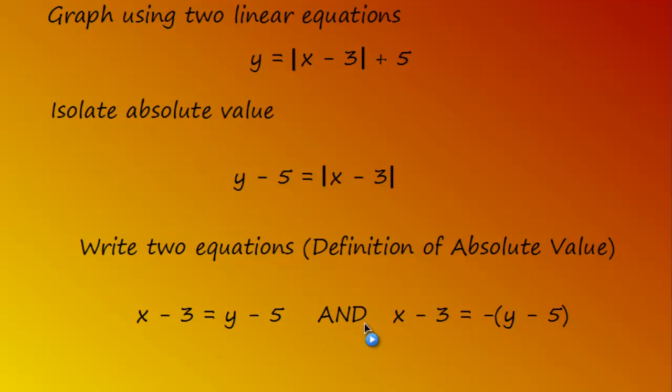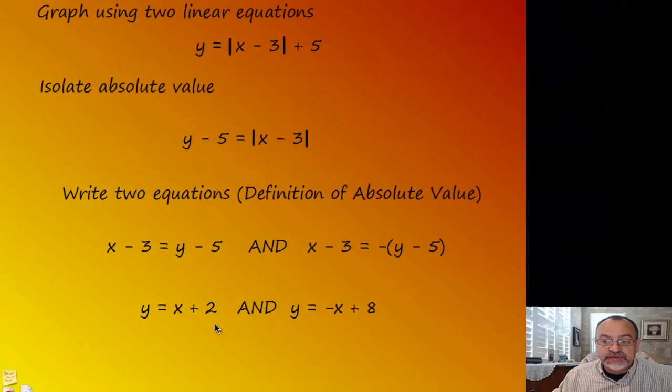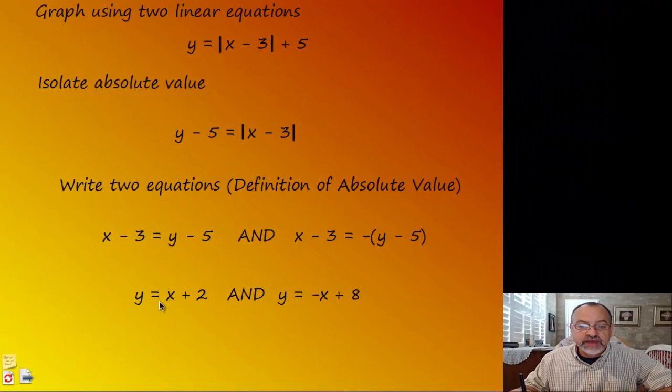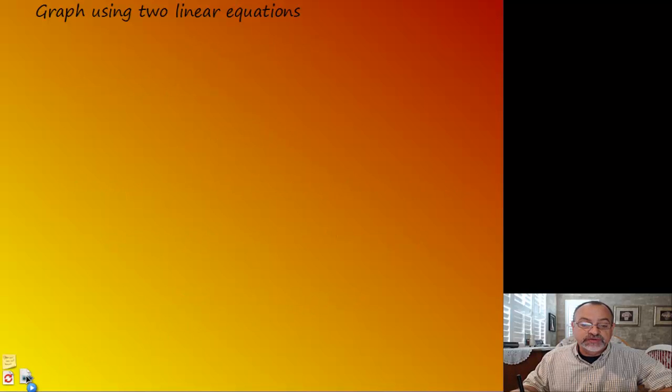So we have these two equations, and now we solve each one of these for y. And so I have y is equal to x plus 2, which is a linear equation, y equals mx plus b. And we have y is equal to negative x plus 8, which again is a linear equation in slope-intercept form. So we're going to graph those two lines.